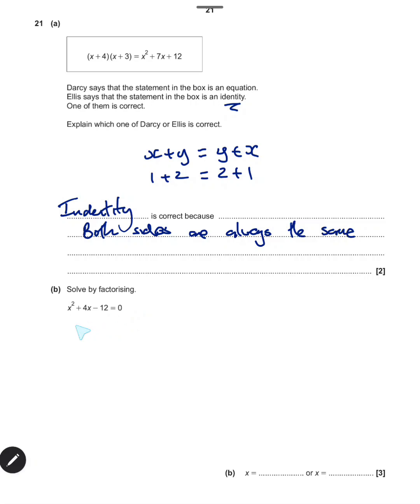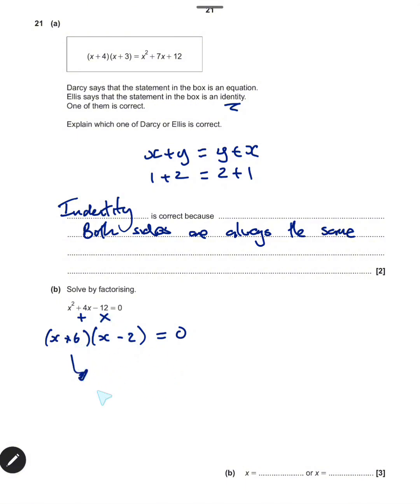Part B says solve by factorising. So factorising, we're looking for double brackets. There's going to be an x in each bracket. And we're looking for 2 numbers that add to 4, but times to minus 12. 2 numbers that times to minus 12, but add to 4: positive 6 and negative 2. 6 add minus 2 is 4. 6 times minus 2 is minus 12.